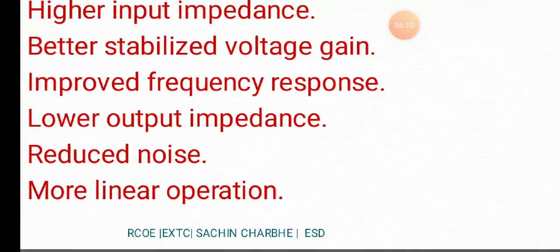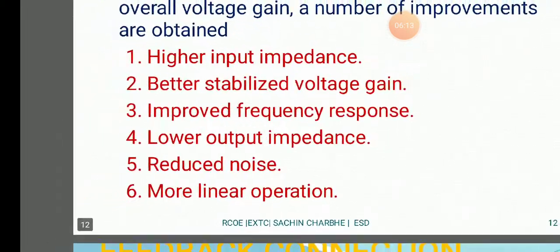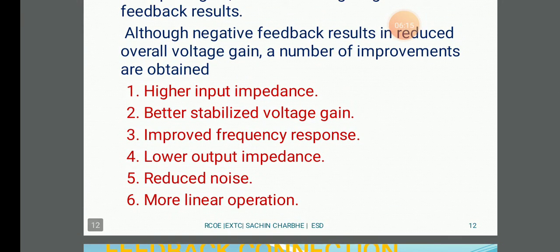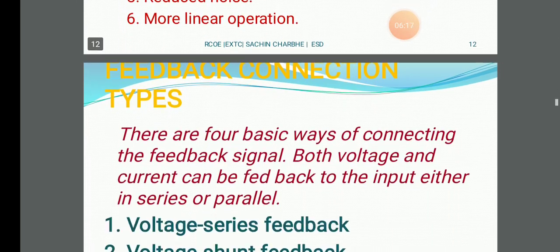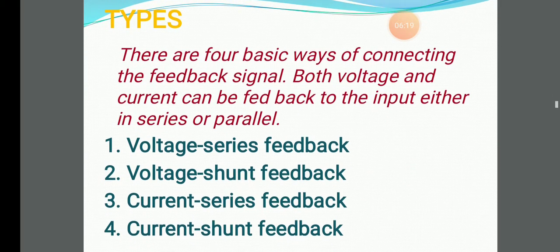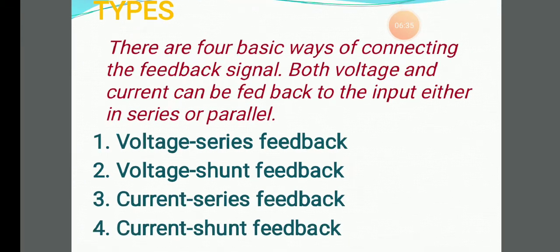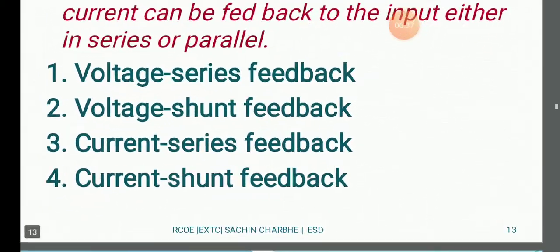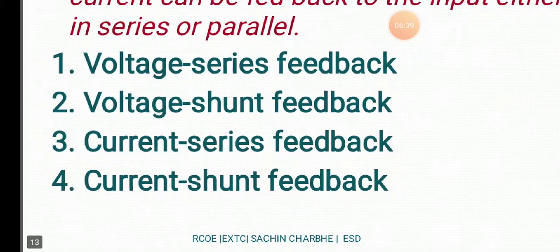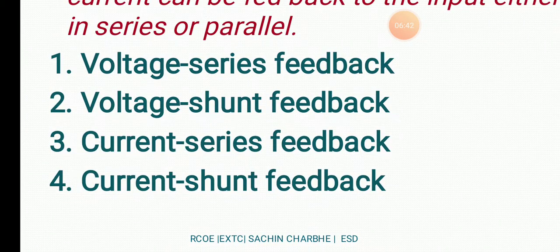Okay, so in this way we can improve the negative feedback result. Then feedback connection types. There are 4 basic ways of connecting the feedback signal. Both voltage and current can be fed back into the input, either in series or in parallel, and the terms are related to the voltage and current. So we have voltage series feedback, voltage shunt feedback, current series feedback, and current shunt feedback.